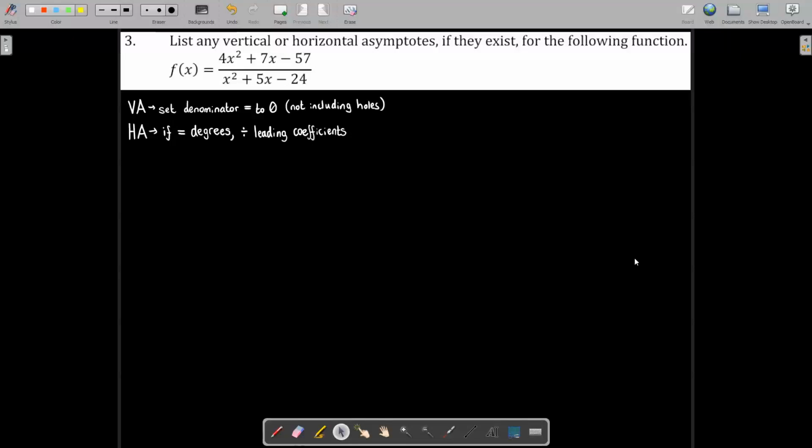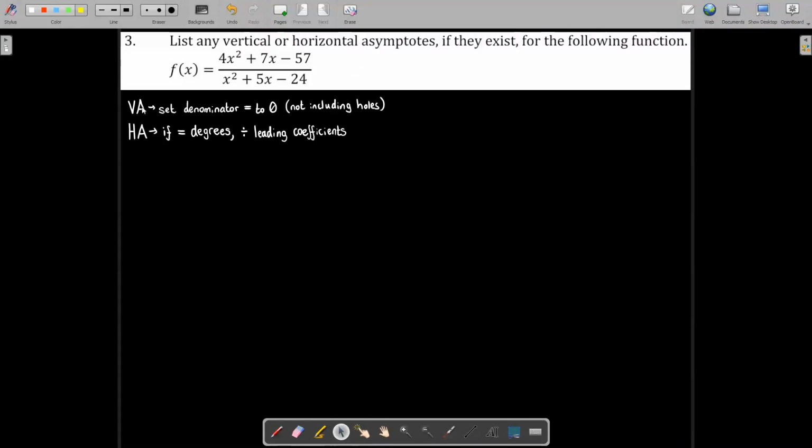All right, number 3 of the diagnostic. List any vertical or horizontal asymptotes if they exist for the following function. And then just like the previous problem, we've got a trinomial divided by a trinomial. So we're still going to be factoring, we'll still be canceling, so everything like number 2 is the same, except for what we're looking for is slightly different. We're looking for the vertical asymptote and the horizontal asymptote.